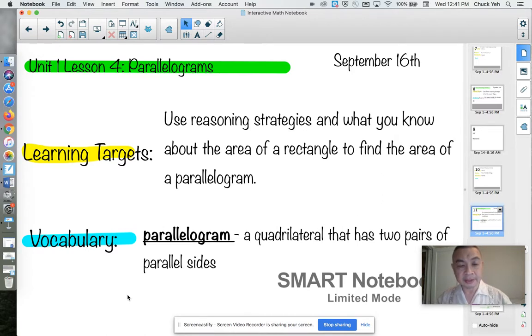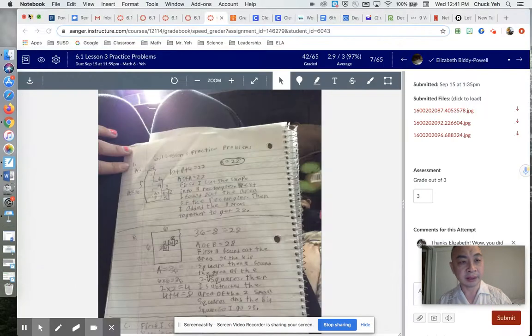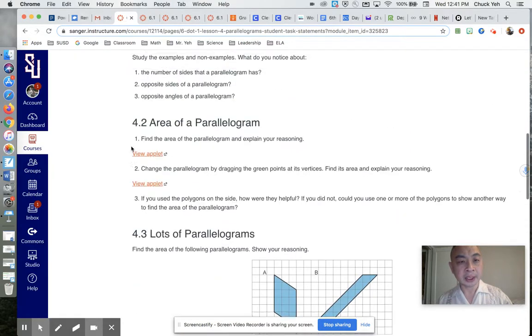Go to Canvas, go under Modules, tap on Modules, and then scroll down a little bit until you get to Lesson 4, Student Task Statement. We're going to write all the answers in our notebook. So put 4.1 right now. All right.